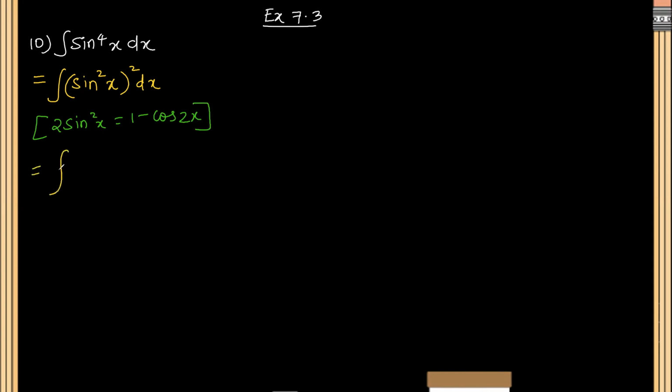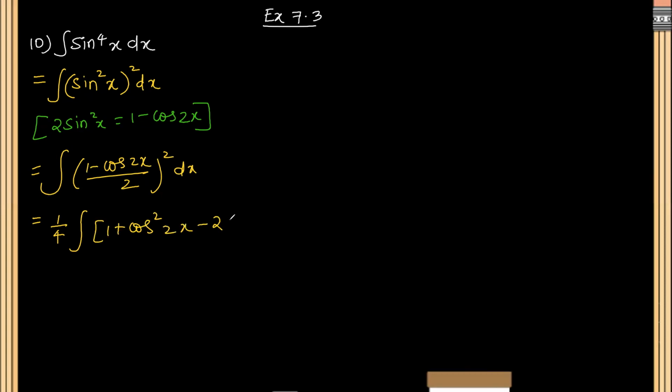That becomes integral of ((1 minus cos 2x) by 2) the whole square dx. This 1 by 2 the whole square, we can take outside of the integration as it is a constant. Now we make use of the (a minus b) the whole square formula, that becomes a square plus b square minus 2ab. And we try to split this as 3 integrals, and 1 by 4 belongs to all the 3 terms.